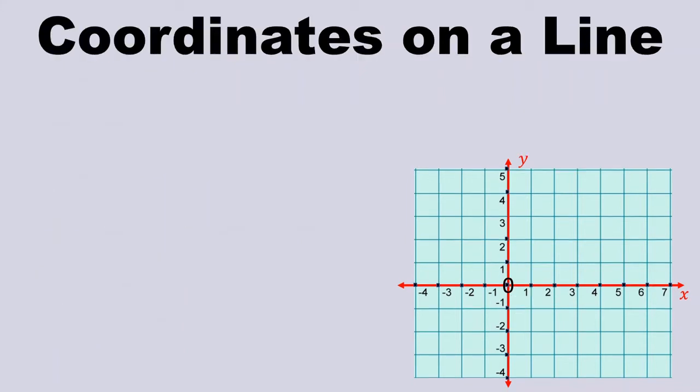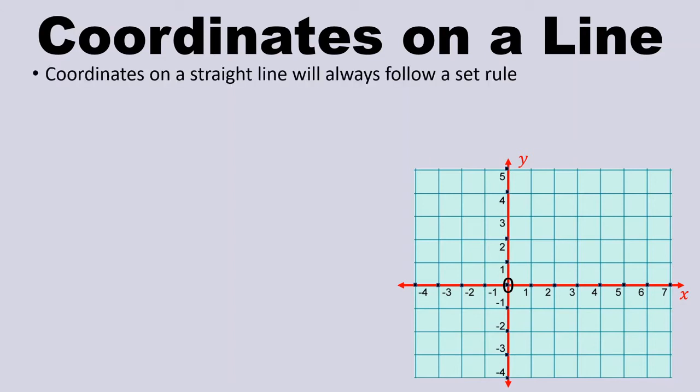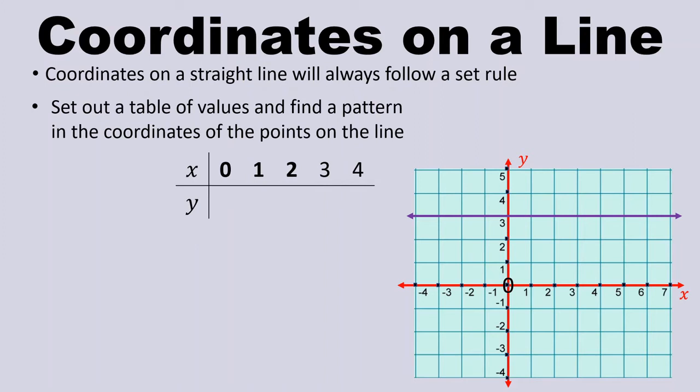So long as we understand how coordinates work, we can now explore the coordinates on a line. Coordinates on a straight line will always follow some set rule. So for this line, for example, we can set out a table of values to find the pattern that the coordinates follow, and from there we can work out what the rule is for that line.